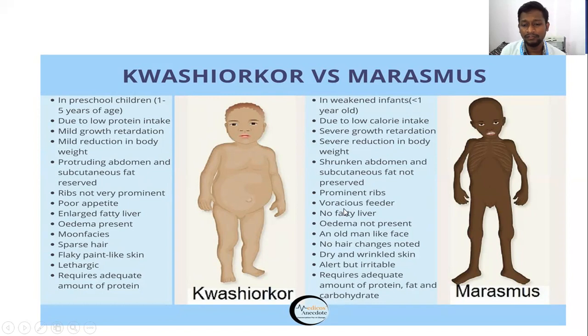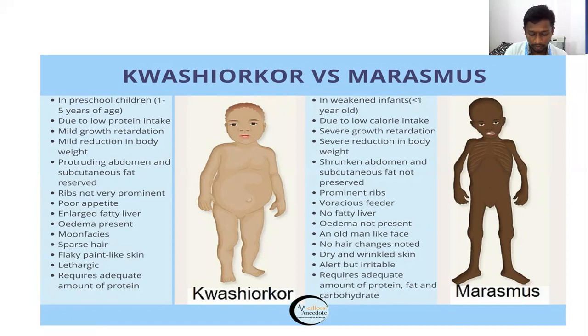Voracious feeder, he feeds a lot, but in case of a kwashiorkor baby, he is lethargic. So there's no fatty liver. Edema is not present at all. No hair changes noted. Dry and wrinkled skin, alert but irritable. Requires an adequate amount of protein, fat, and hydration, and that would improve his status. Okay, that's a little on kwashiorkor and marasmus.